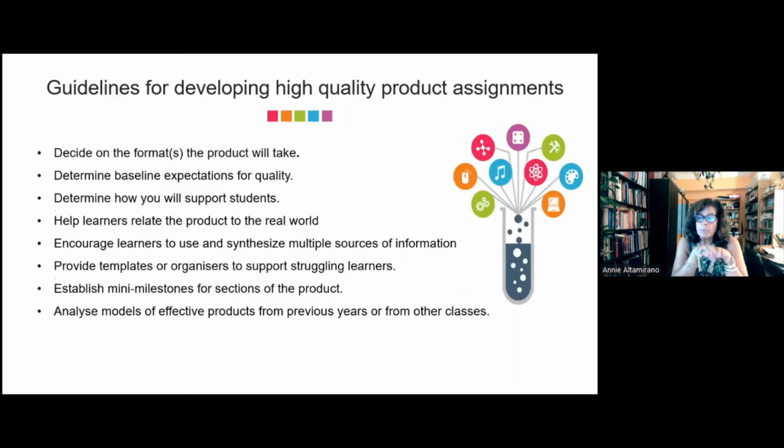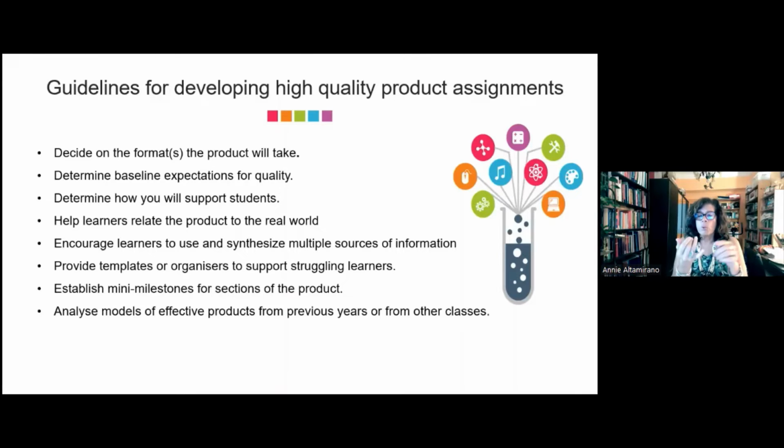Also, determine baseline expectations for quality. Make it known to the students what quality means. What do you expect them to do? Sometimes, for example, students finish very quickly because they want to be the first to finish. But the quality of their work is not as good as it could be. So let them know what your expectations of quality are.